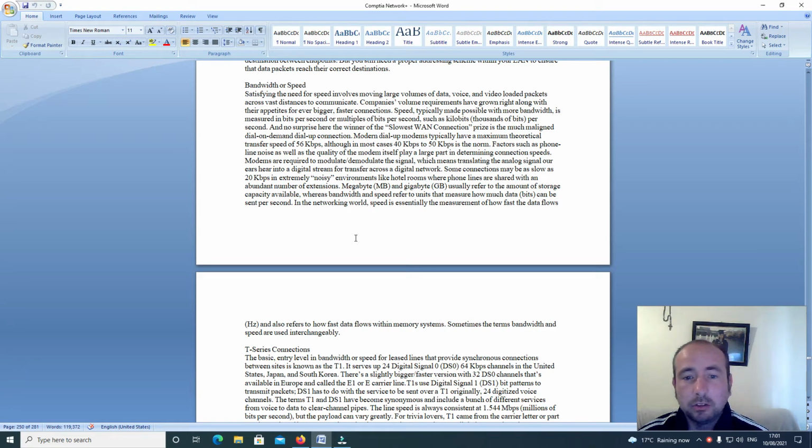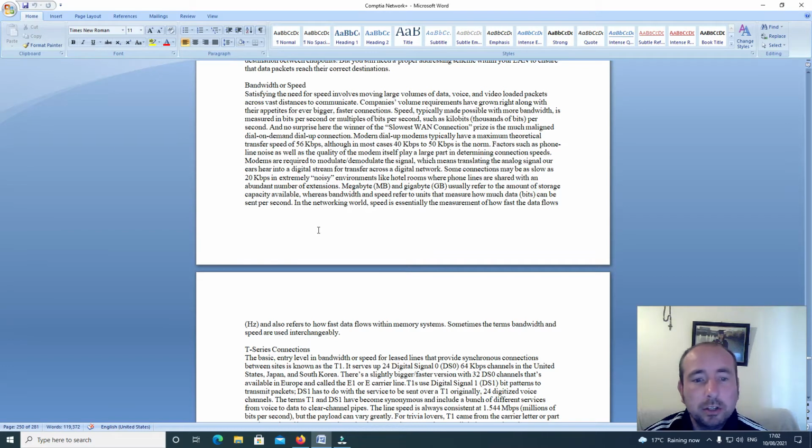The winner of the slowest wide area connection prize is the much maligned dial-on-demand dial-up connection. Modern dial-up modems typically have a maximum theoretical transfer speed of 56 kilobits per second, although in most cases 40 kbps to 50 kbps is the norm. Factors such as phone noise as well as the quality of the modem itself play a large part in determining connection speeds.